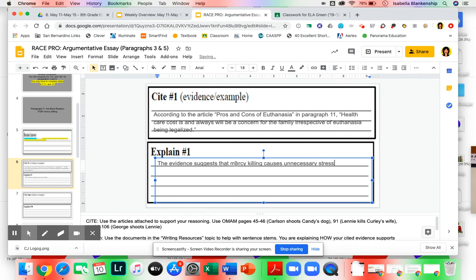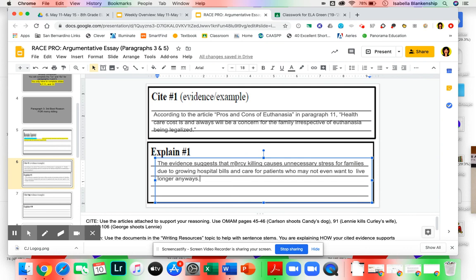unnecessary stress for families due to growing hospital bills and care for patients who may not even want to live longer anyways. So here I'm explaining not just that the healthcare cost is a problem, but why it's a problem and how that supports what I'm saying in the first place.